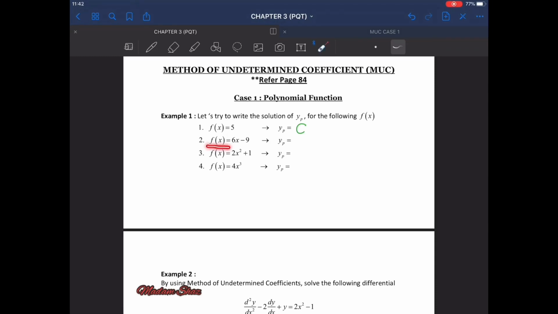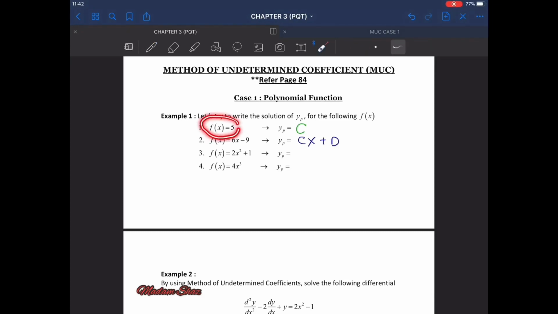For the second one, your fx is equal to 6x minus 9. In order to write your yp, the first thing is that you have to change the constant into another constant, which is c, d or e. And the second thing is you have to refer to the highest power of x here. So you have x power 1. So your yp will become cx the power of 1 plus d.